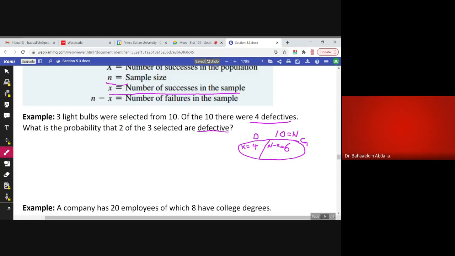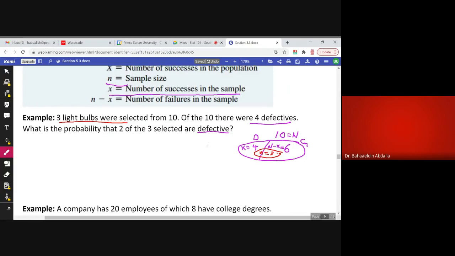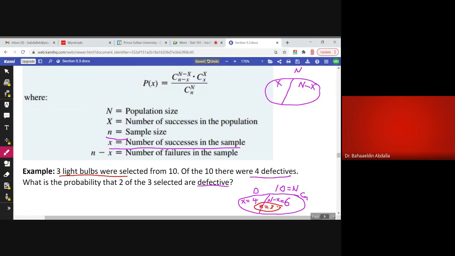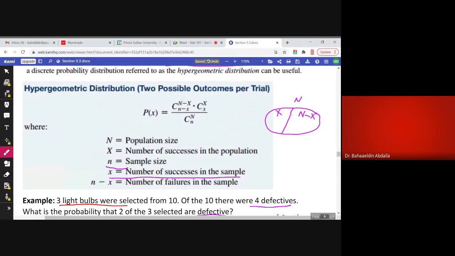And now we will select a sample, okay? From this population, we will select a sample of 3 bulbs. So the sample size is 3, okay? So we have capital N, the population size, capital X, the number of successes in the population, and capital N minus capital X, the number of failures in the population. And then we have the sample size. We select a sample of size small n.